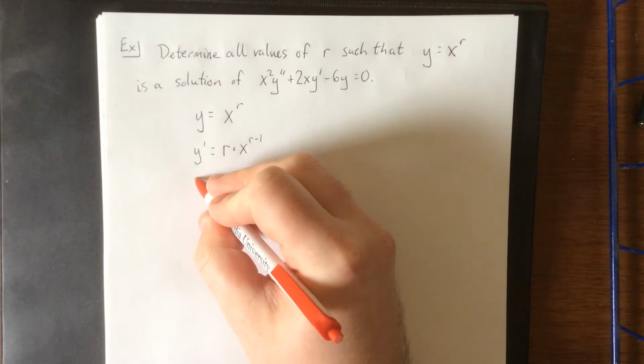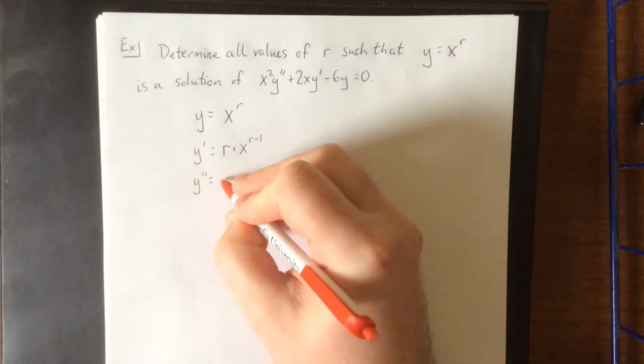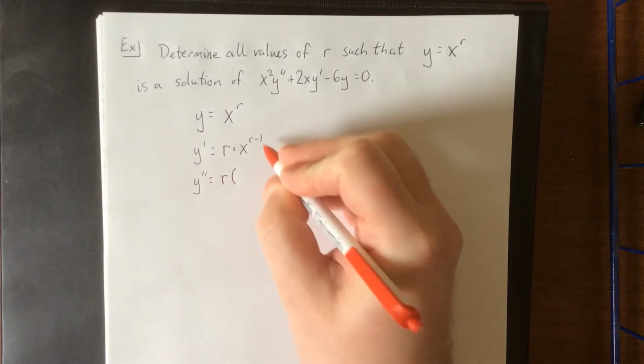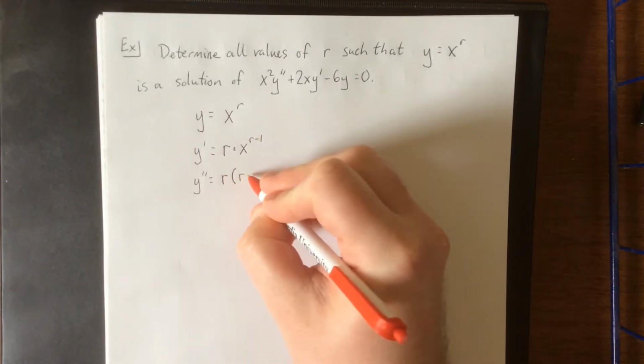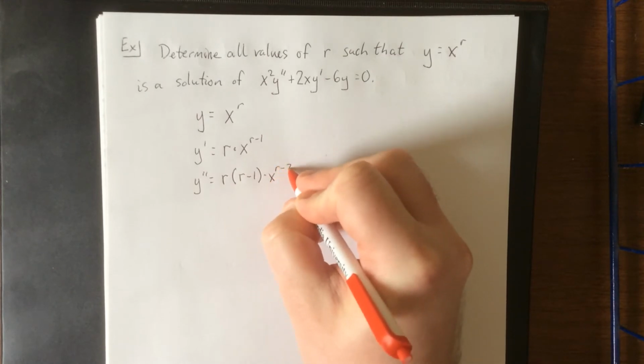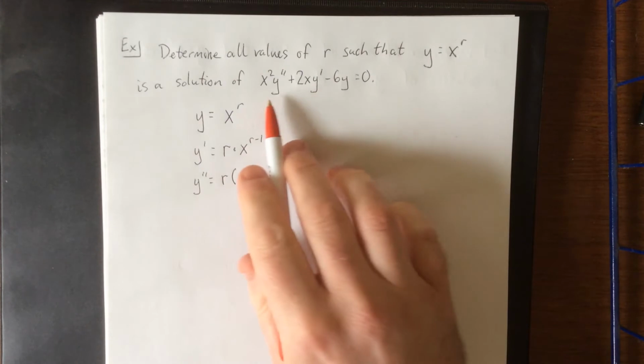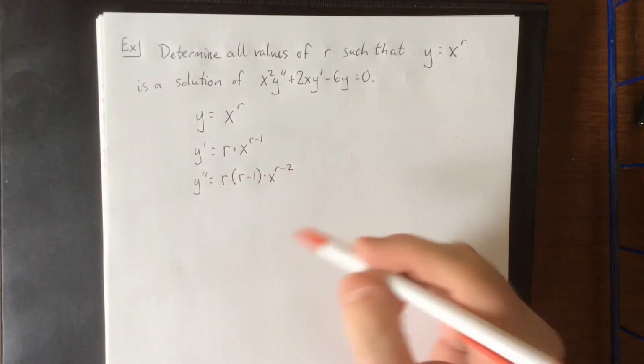Taking a second derivative, we'll repeat the process. This r now represents a constant coefficient, and we apply the power rule once again. Multiply by the current power and reduce the power by 1. I'm going to take all three of these expressions and plug them into the original differential equation.